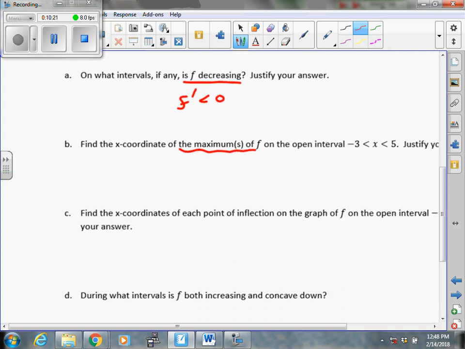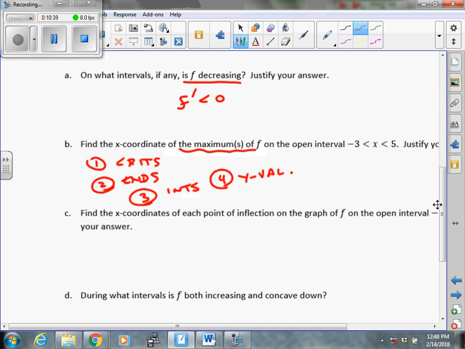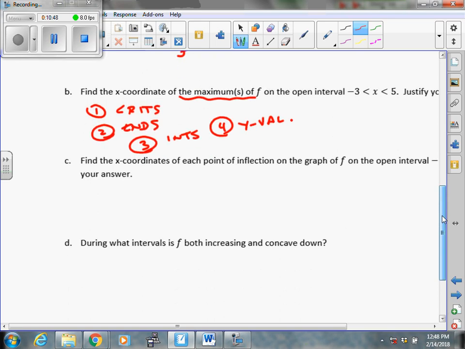Find the max of the function. What are our steps for extremes? 1, crits. 2, ends. 3, intervals. 4, y's if you need them. And as you can see in this problem, they don't ask for y's. They just want the x's. And yes, you can do it the same way, but that's the derivative. They're giving you the derivative function.